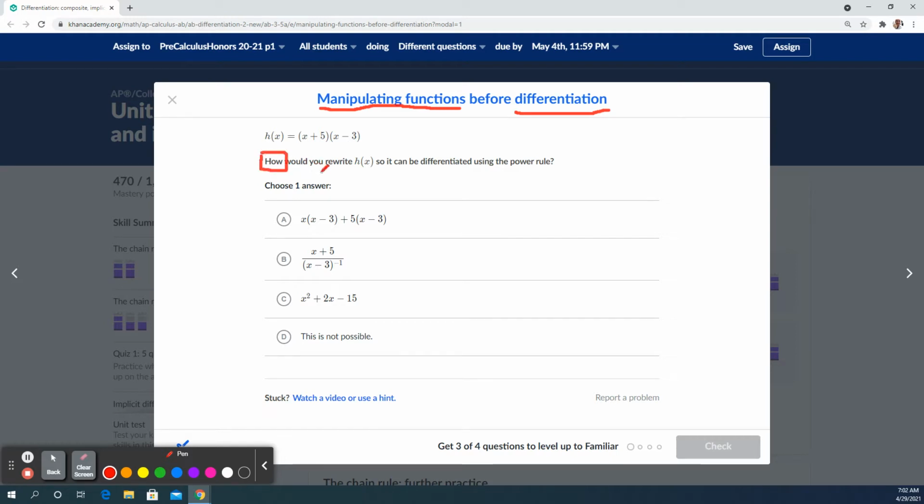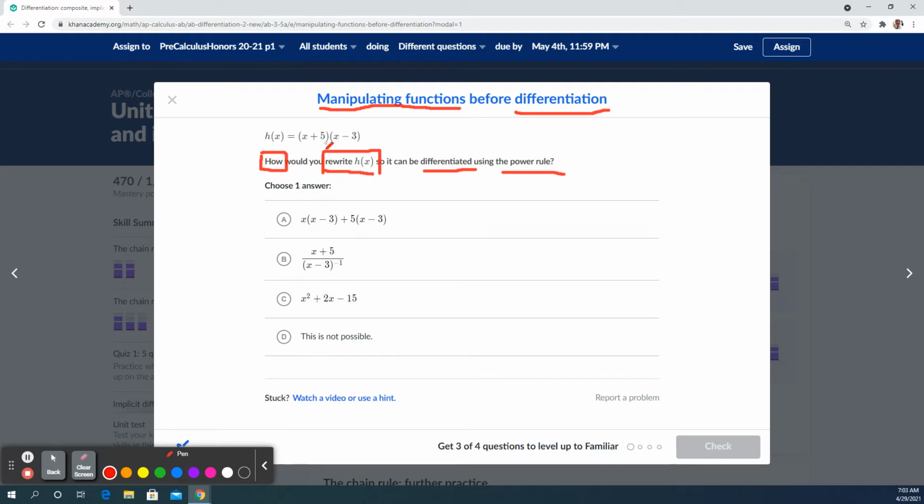Rewrite h of x. So we need to rewrite h of x so it can be differentiated using the power rule. All right, so how would we rewrite this to use the power rule? Well, what's going on right here? We have these two x functions basically that are multiplying each other.